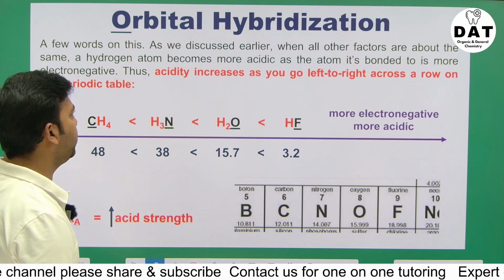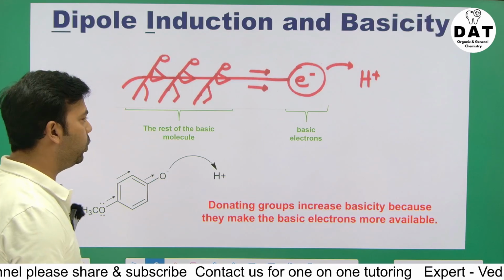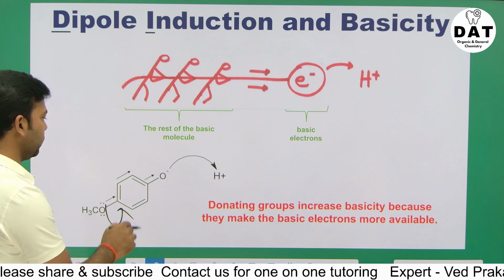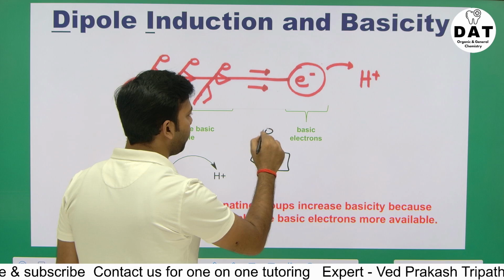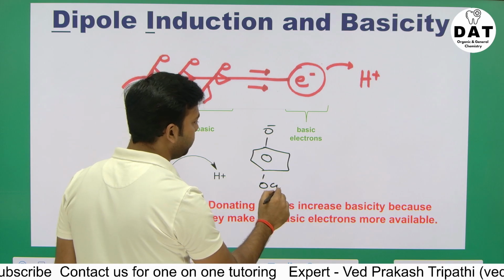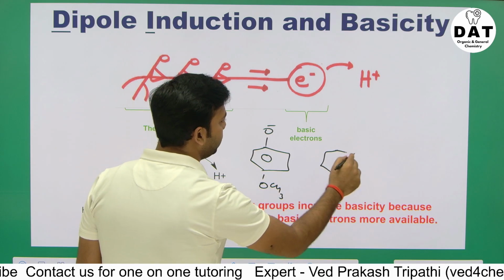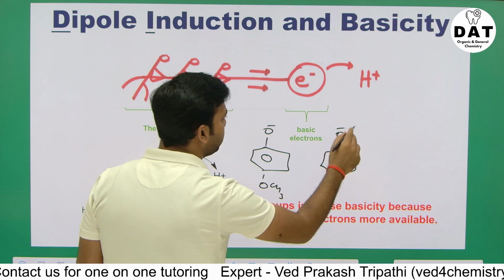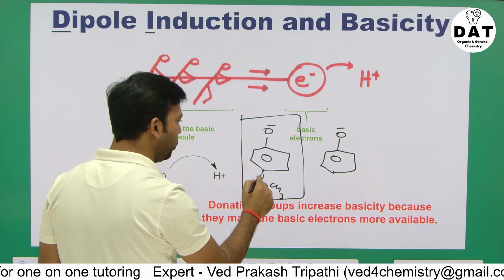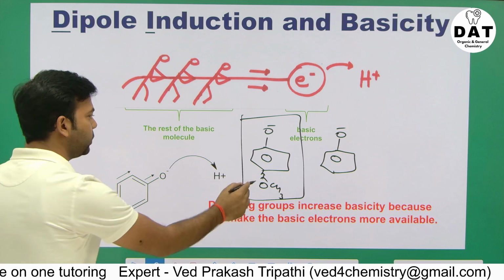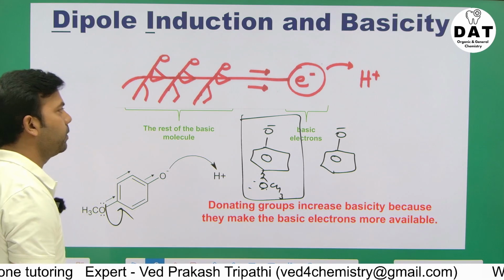I told you that basicity is directly proportional to donating ability. So this is more basic. Suppose here you have OCH3 and you have only this, and my question is which one is more basic? So this one is more basic. Why? Because there is a donor group, a lone pair on oxygen.